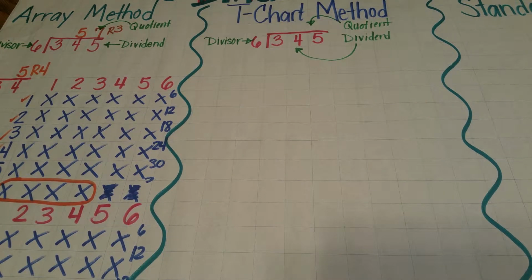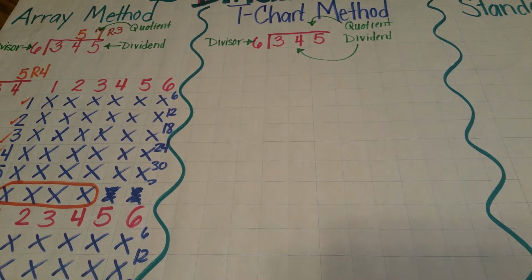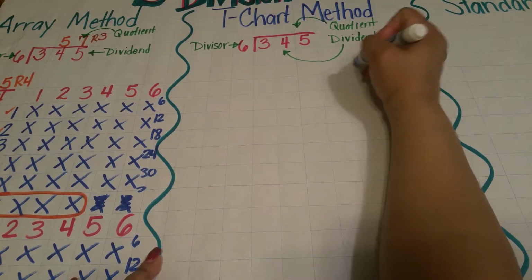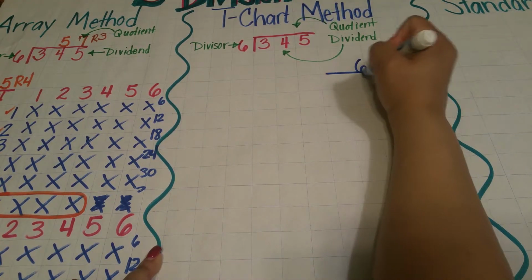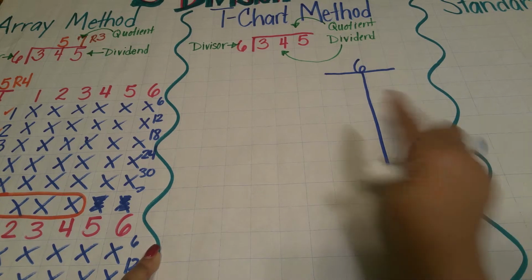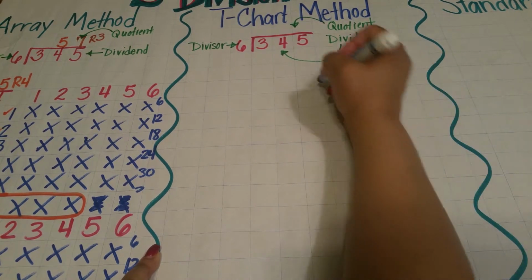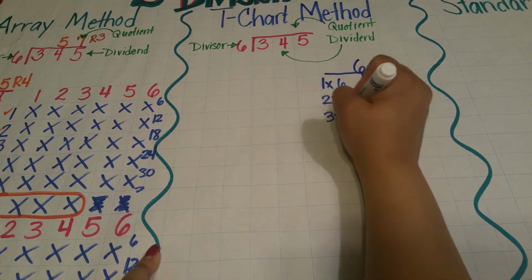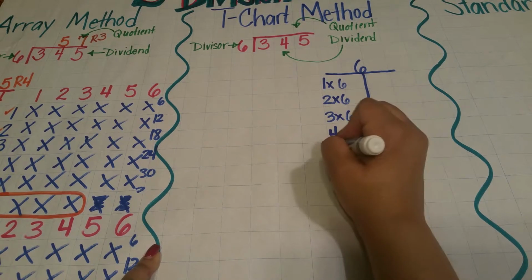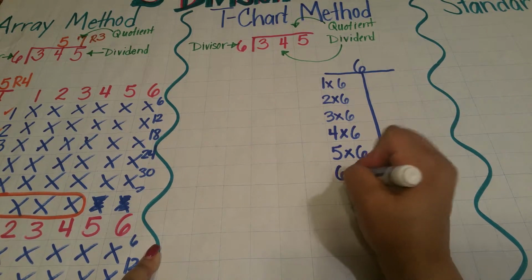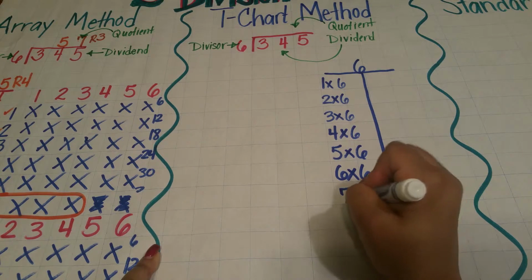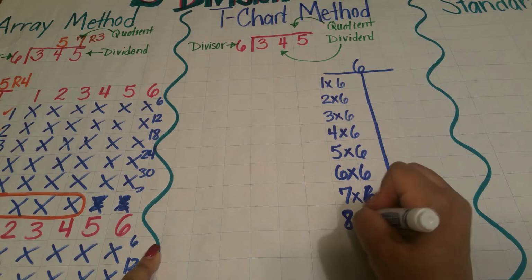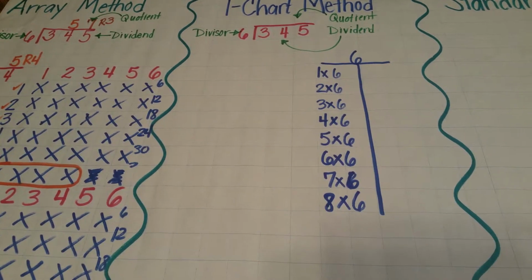So when we are doing our T-chart, we're looking at our divisor. And we know our divisor is 6. So I need to create a T-chart for 6. This is why it's called a T-chart, because I actually have a T. On this side, I'm just doing 1 times 6, 2 times 6, 3 times 6, 4 times 6, 5 times 6, 6 times 6, 7 times 6, 8 times 6. I'm going to stop it right there, 8 times 6.